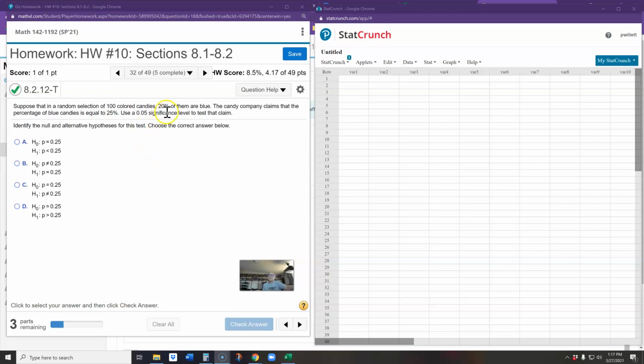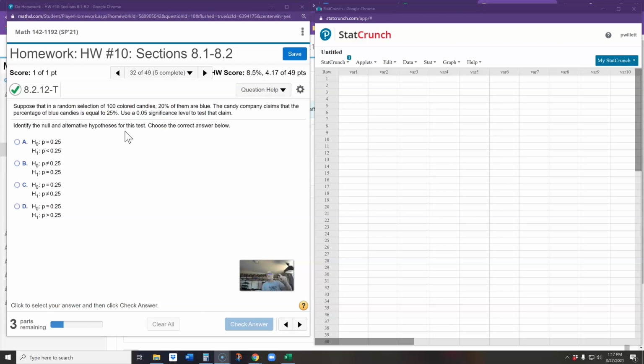So maybe you think, well, I think they're a little low on that. I think maybe they're not actually doing what they said. So we want to test the claim that the candy percentage is equal to 25% at the 5% level. This is a test of equality for a proportion. We're not testing whether it's bigger than a number. We're not testing whether it's less than a number. We're testing whether it's equal to a number.